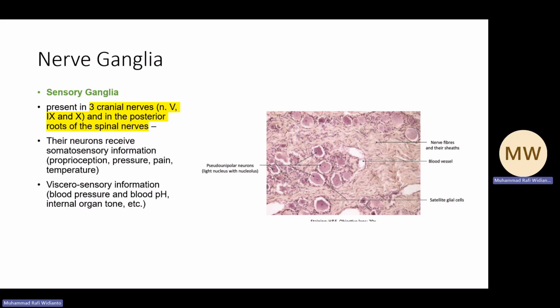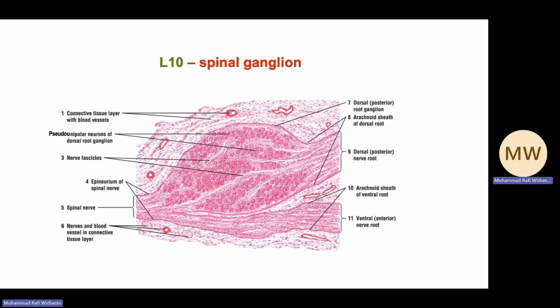And yeah, so here's just some more information about the nerve ganglia for sensory. Here you can see the staining of a slide for the sensory ganglia, which are pseudounipolar neurons. And also you can see the satellite glial cells. And the spinal ganglion over here, stained in HE, you can clearly see the different parts of it.